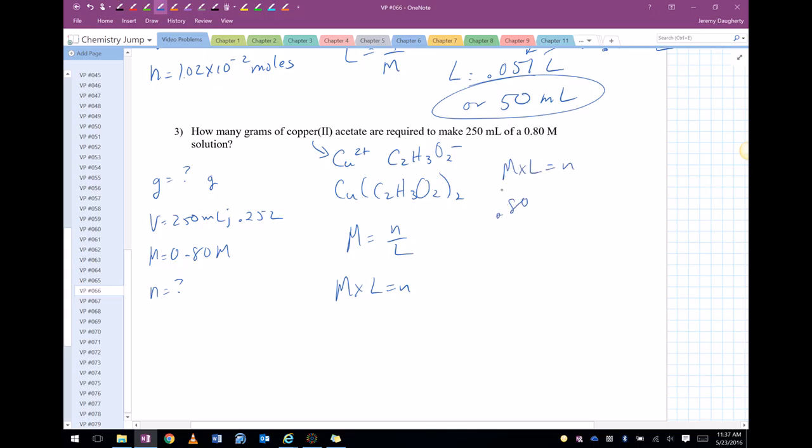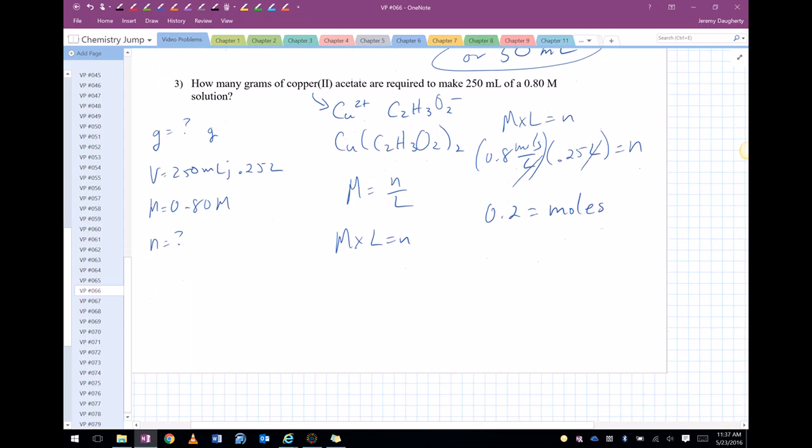So let's plug and chug to get moles, because it's molarity times liters equal to moles. That's 0.80 molar times 0.25 liters is equal to moles. Let me plug in some units here real quick. 0.8, that's moles per liter, which we call molarity, so liters cancels out, that gives us moles. So 0.25 times 0.8 should be 0.2. So that gives me 0.2 is equal to my moles.